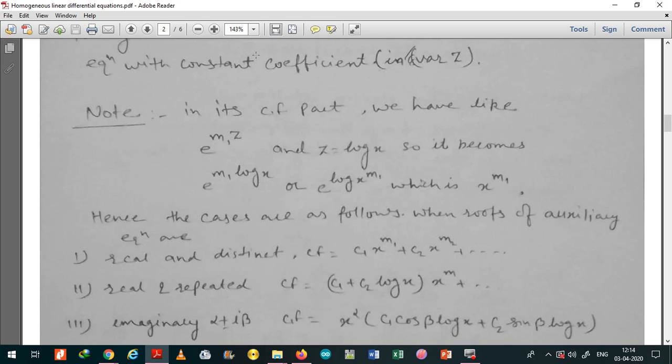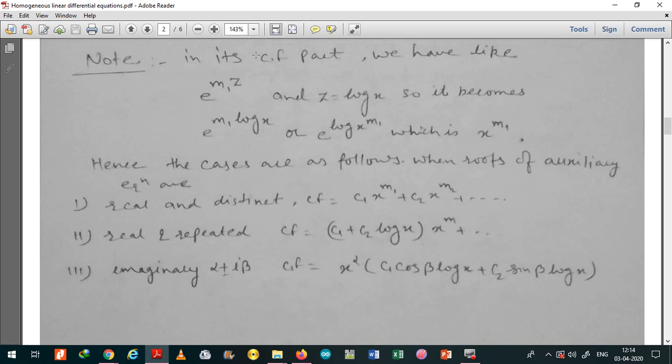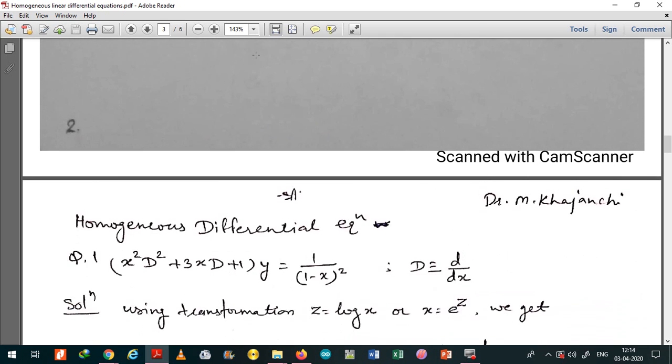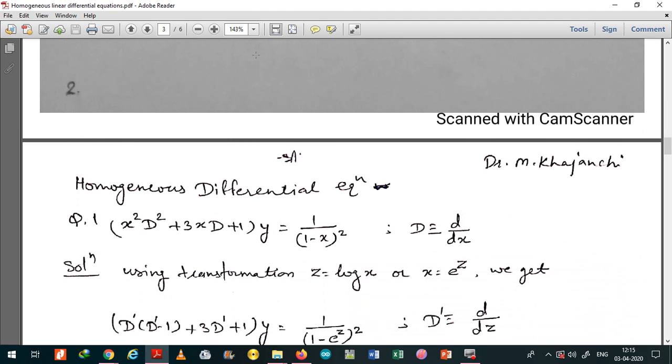And if roots are imaginary, CF can be given by x raised to power alpha, (C1 cos beta log x plus C2 sin beta log x). Now, we look at some examples.